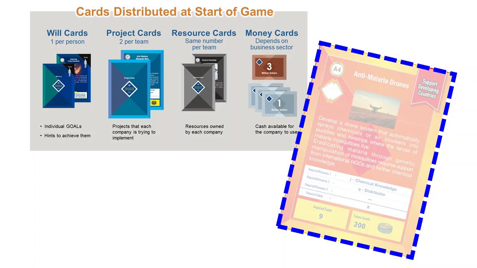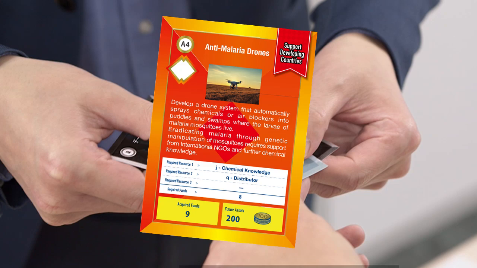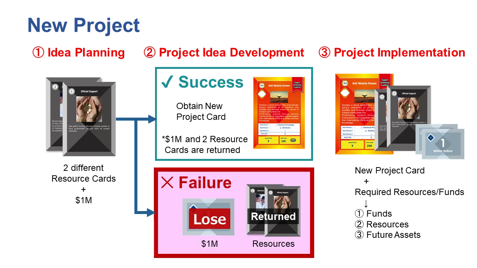On the other hand, the orange new business cards are not in hand at the start of the game. It starts with submitting 2 different resource cards and $1 million to the market to formulate a business plan. If the project idea succeeds, the group receives an orange new project card. The flow for developing a new project idea and then implementing the project is summarized here. If your idea fails, you will lose the $1 million, but the 2 resource cards will be returned.